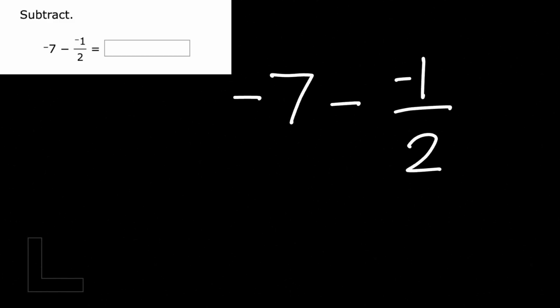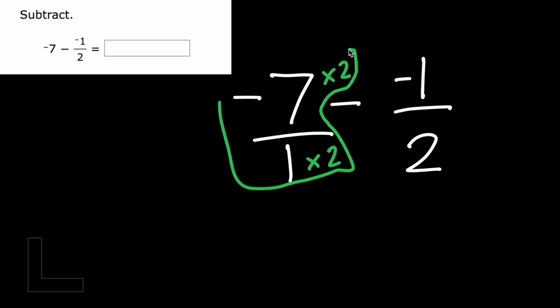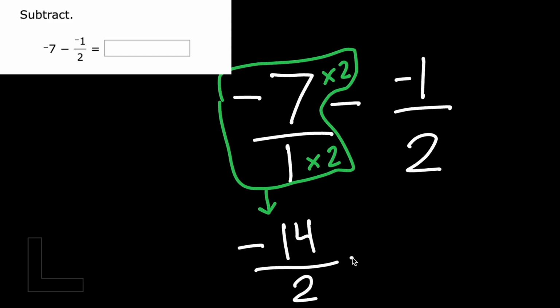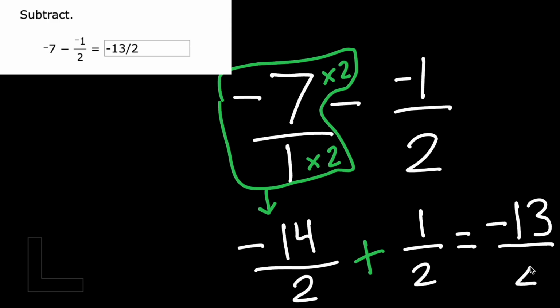Next, we have another whole number being combined with a fraction. So just like before, I need to change my 7 into a fraction that has 2 in the denominator. So if I write this as 7 over 1 and multiply both the top and the bottom by 2, I get 14 over 2. So if I plug that in place of 7, I now have negative 14 halves minus negative 1 half. And remember, minus negative can be changed into plus. So with that being said, negative 14 plus 1 is negative 13 halves.